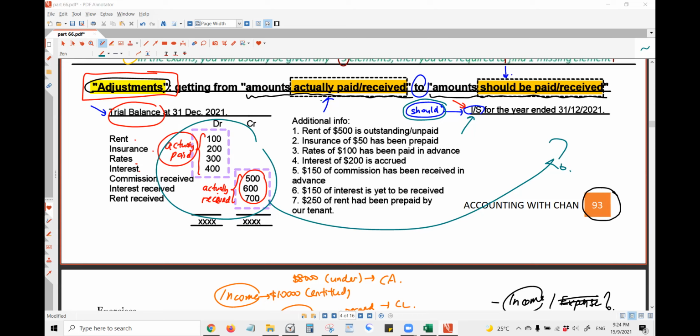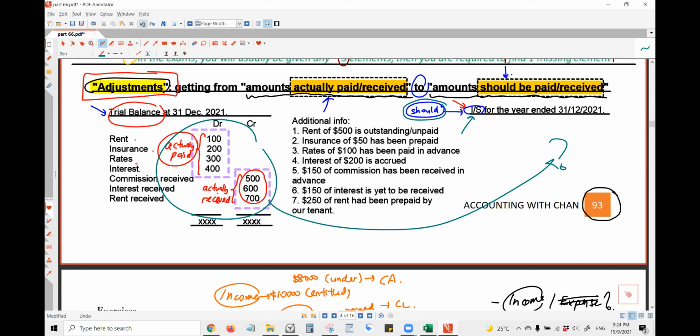You get what I mean? Okay, let me repeat. Just now I said in the trial balance, all the amounts presented are the amounts you have actually received and paid. But in the income statement, the amounts we should present are the amounts you should pay and receive. So logically, you cannot just copy and paste these 7 amounts into the income statement. You have to do some adjustment.